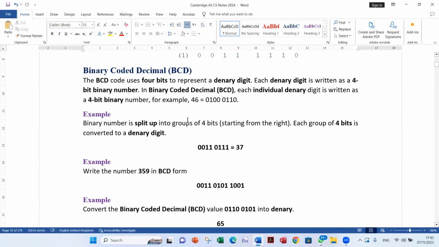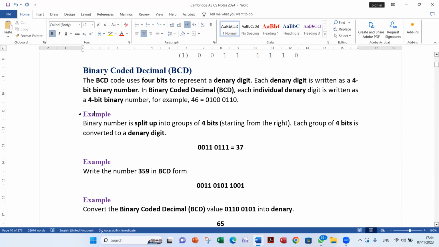A binary number is split up into groups of 4 bits. Starting from the right, each group of 4 bits is converted into a denary digit. It's so simple. 0, 0, 1, 1 is converted into 3. 0, 1, 1, 1, it is 1 plus 2 plus 4, is converted into 7. It's so simple.